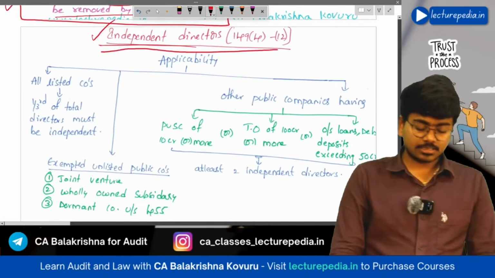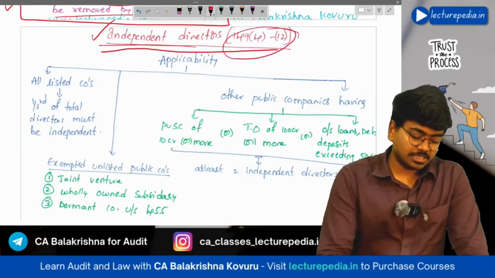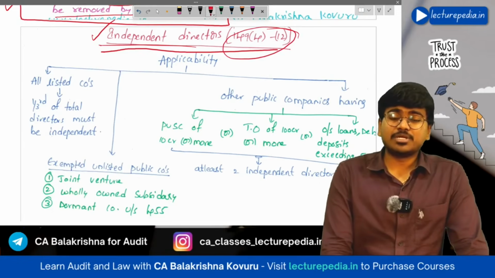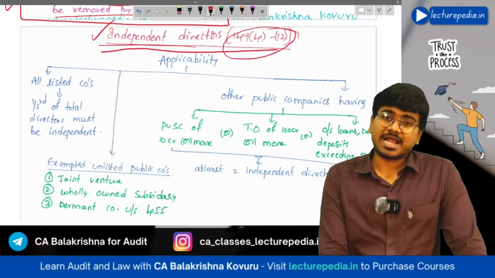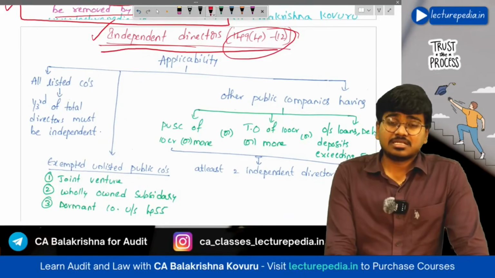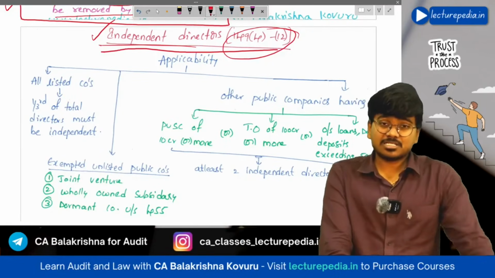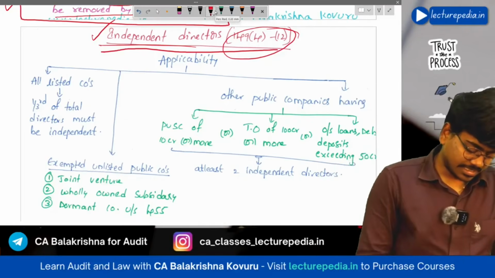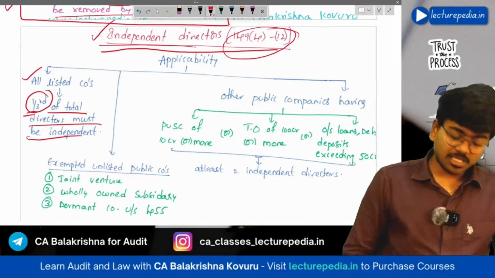Independent directors, section number 149, subsection 4 to subsection 12. These subsections deal with independent directors. Now first of all, we will see applicability of independent directors. To which companies independent directors are mandatory? First of all, for listed companies, independent directors are mandatory. How many directors must be independent? One third of the total directors must be independent directors. In case of a listed company, one third of the total directors must be independent.